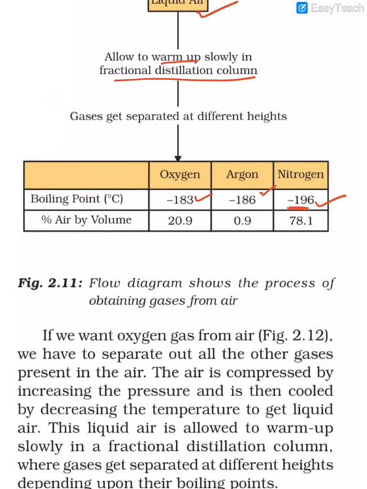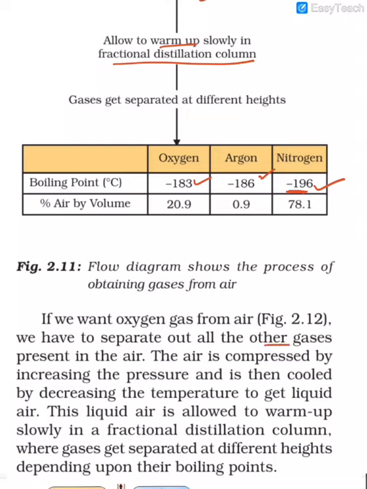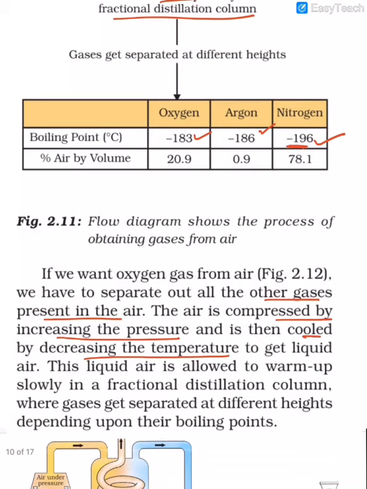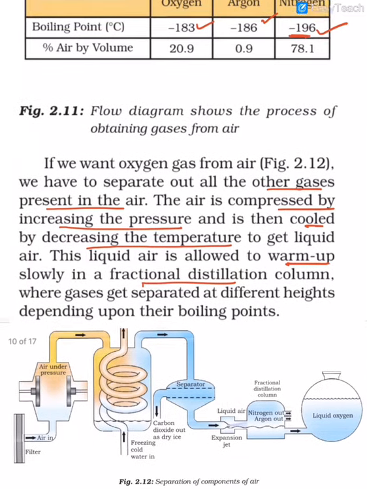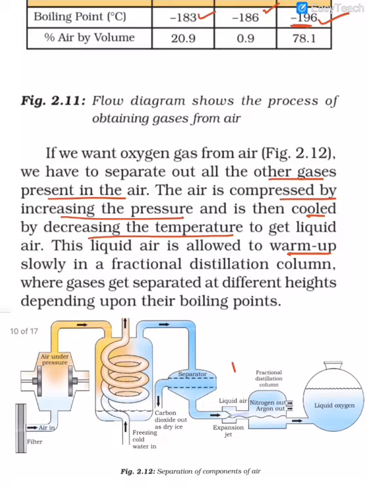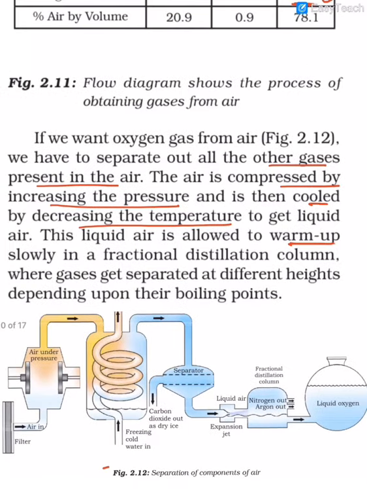Now if we want oxygen from the air, we have to separate all other gases present in the air. So air is compressed by increasing the pressure and then cooled by decreasing the temperature. This liquid air is allowed to warm up in the fractionating column, where gases can be separated according to their boiling points.